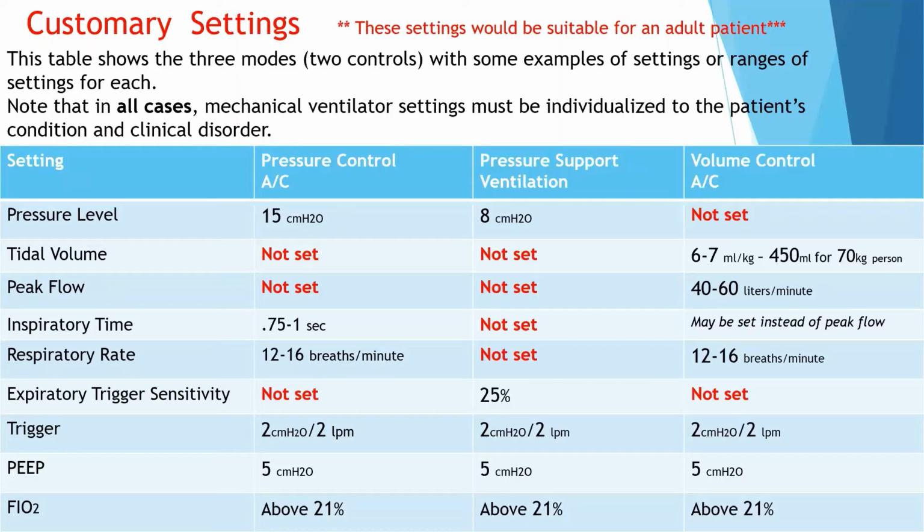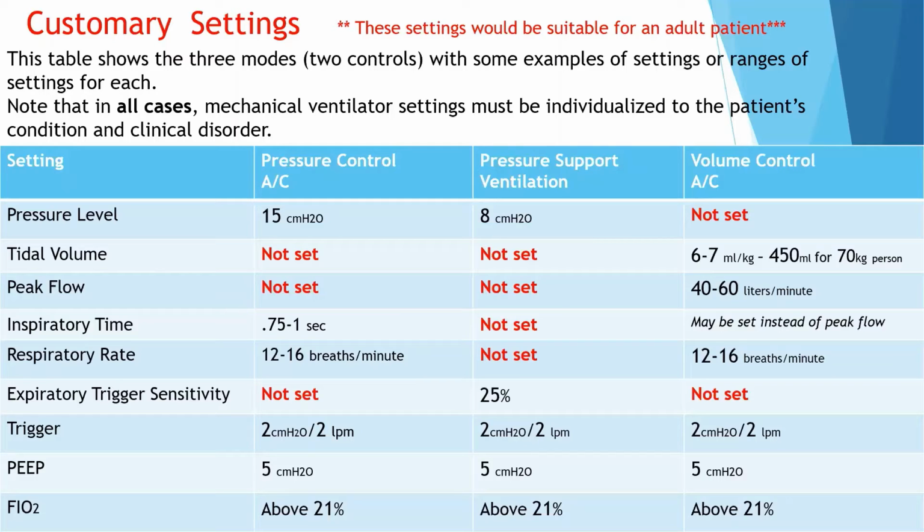An expiratory trigger sensitivity is not set in this mode. A trigger level must be set, either 2 centimeters of water or 2 liters per minute. A PEEP regular setting, or normal setting, would be 5 centimeters of water, and the FiO2 would be somewhere above 21%, depending on what the patient requires.